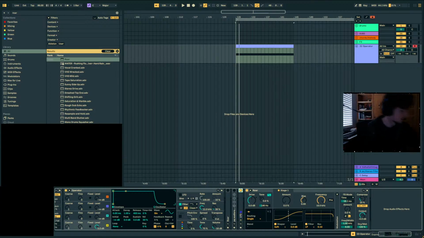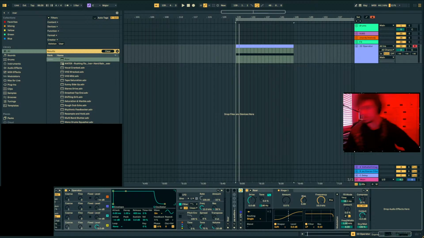How fun is that? Wait. You can't see me. My room is getting dark. Wait a second. Oh boy. And it's too red in here. Hold on. We're figuring things out. Okay, that looks fine. Alright.